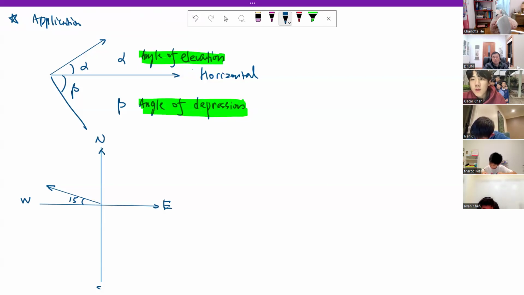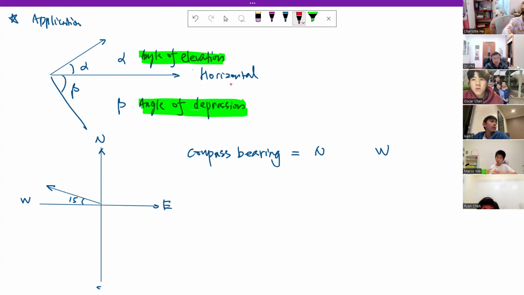If you're using compass bearing, it's going to be north, because that's north, and it's towards the west. What's the number in between? You're not looking at 15 degree. You're looking at north being biased towards west by how many degrees? It's 75. So the result is north 75 degree west. Okay, so that's compass bearing.